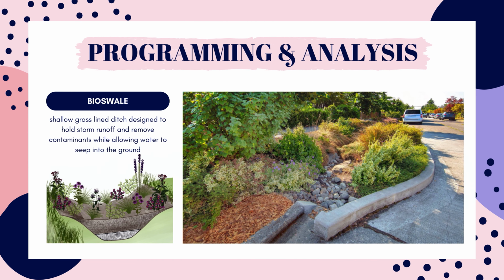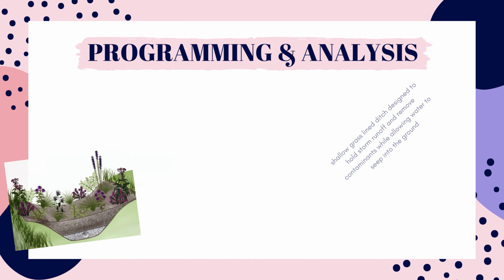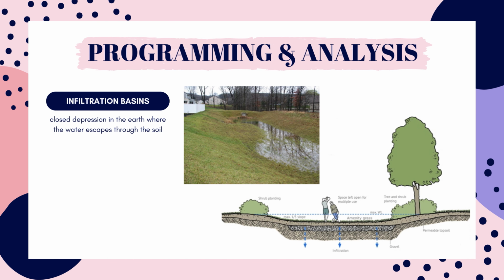Bioswales are shallow grass-lined ditches that may have plants growing along the sides or even in the middle. The depression in the ground catches the water and removes contaminants through filtration. Then the water seeps into the ground. Infiltration basins are very similar, just much larger in scale. You may have seen these around your neighborhood if you live in a suburban area.